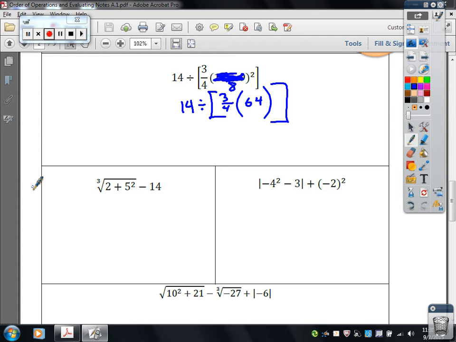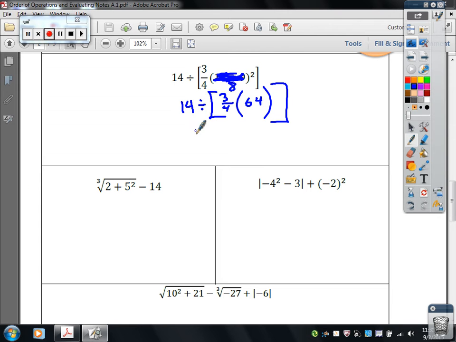Here's why that's important. Listen to this, guys. I understand that this numerator and this denominator are not complex. However, as we go throughout the year, our numerators and denominators will get more and more complex, and we need to understand the concept of how to put parentheses around the numerator. Does that make sense?